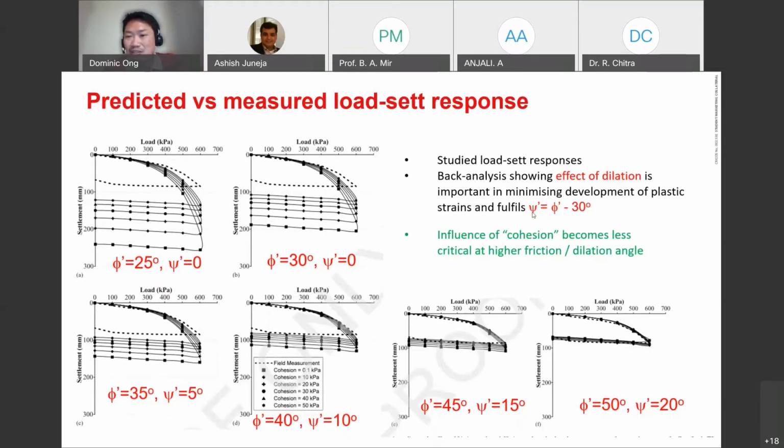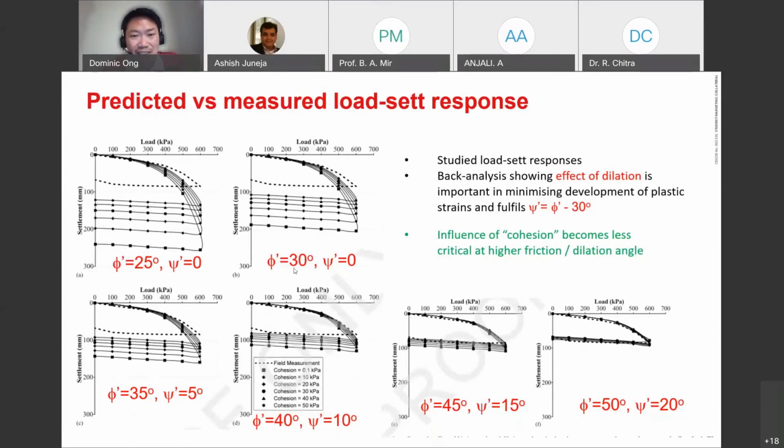So for dilation, the equation is given as friction angle minus 30 degrees. And this 30 degrees is empirical, okay? And it's a function of your friction angle. So if we have that idea in mind, if we have 25 degrees, obviously the dilation angle is going to be 0, and the various lines there show the various cohesion values, in order to match back whatever you have measured on site. So at friction angle 25, you see that is way off.